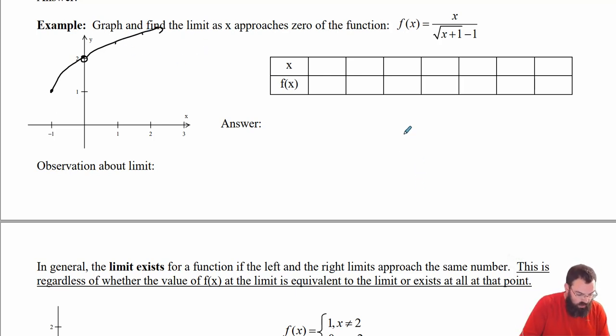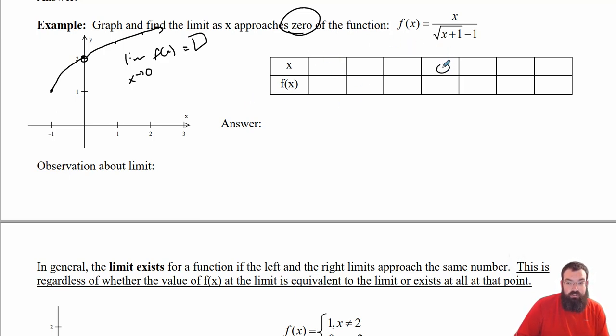All right, so I want to, as it's approaching 0, so you're basically saying the limit as x approaches 0 of f of x equals some value. We've got to find that value. So if I'm approaching 0, I'm going to put 0 in the middle. I'm going to say this is negative 0.001, negative 0.01, negative 0.1. And this I'm going to say is 0.001, and then 0.01 and 0.1.